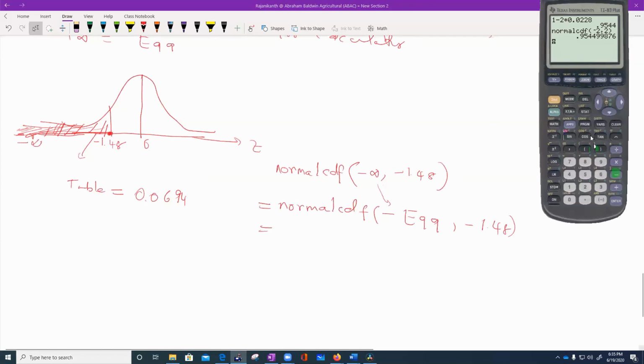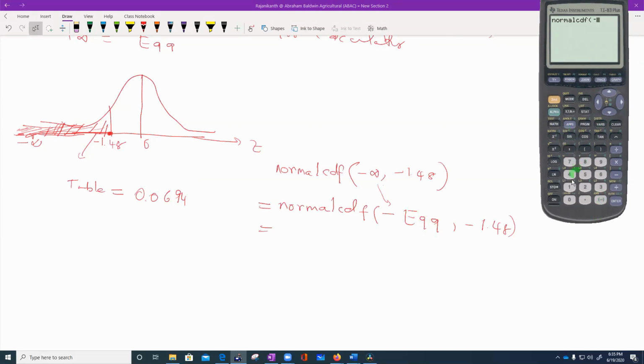I'm going to normal CDF. Oh, second var. Okay, I'm moving into second normal CDF. My left bound is negative infinity. How are we going to type negative E99?